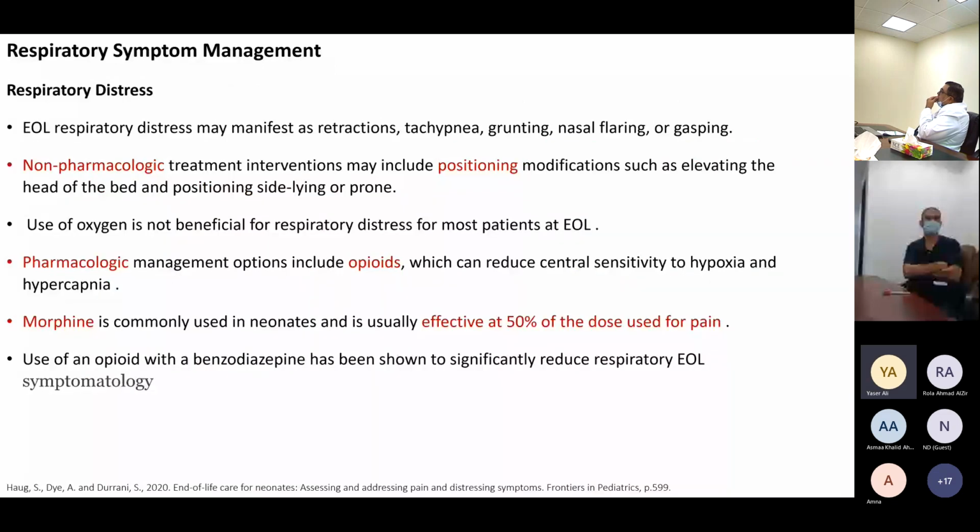Respiratory symptom management, including respiratory distress. As we mentioned before, non-pharmacologic treatment interventions include positioning, and pharmacologic management options include opioids. Morphine is commonly used, and it is effective at 5% of the dose used for pain.